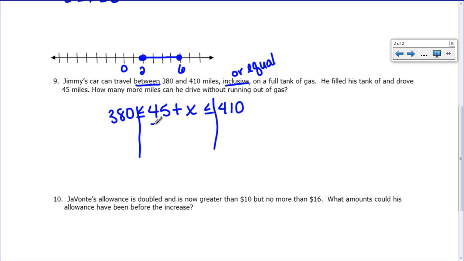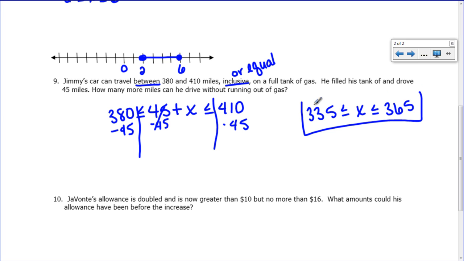To get x by itself, I'm going to subtract 45 from every single side. And so I end up with 335 on the low end and 365 on the high end. So Jimmy can drive anywhere between 335 and 365 miles and still not run out of gas.